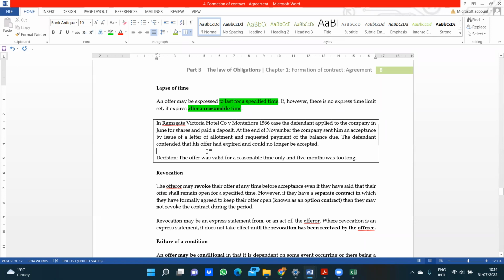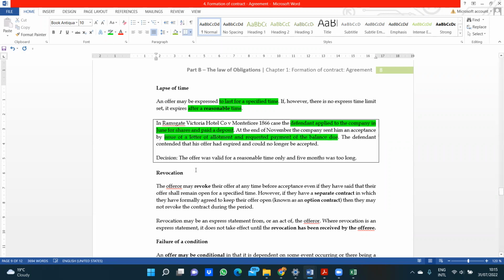When the offer was made in June, he applied to invest in the company and even paid a deposit for it. But at the end of November, the company sent him the letter of acceptance. You have June to November, so 5 months. After 5 months the company responded with their acceptance, the issuance of allotment, and requested payment of the balance due. After 5 months, okay?